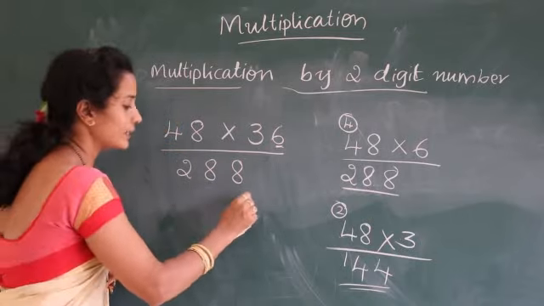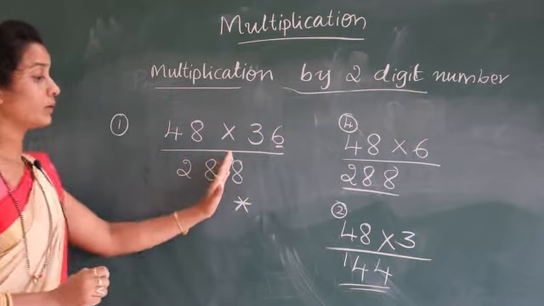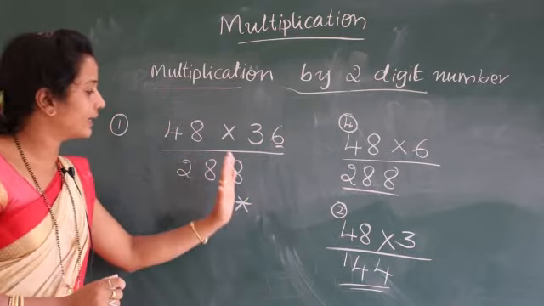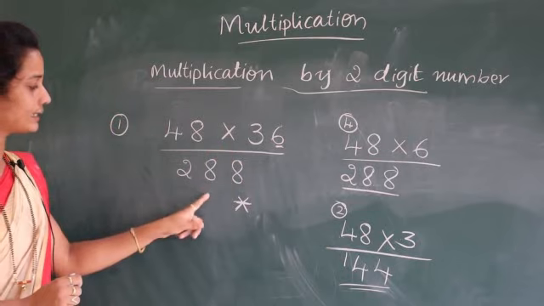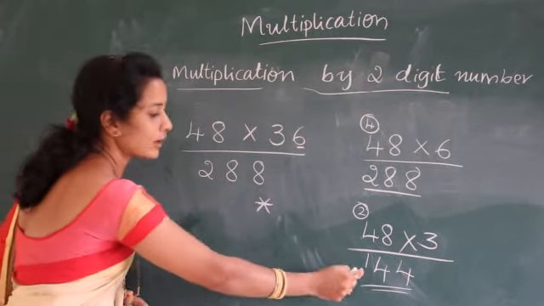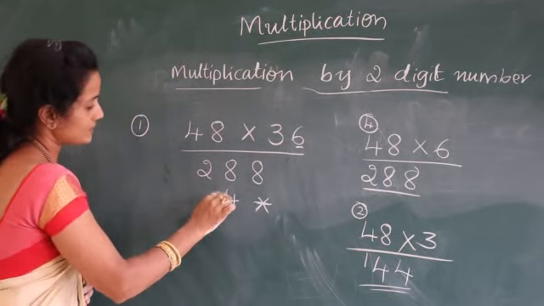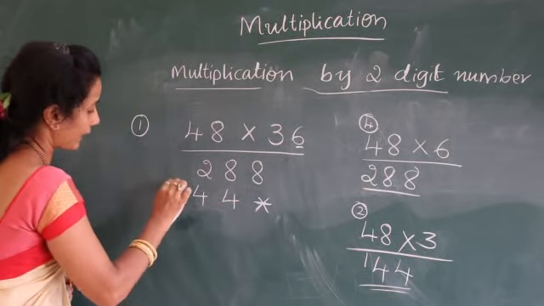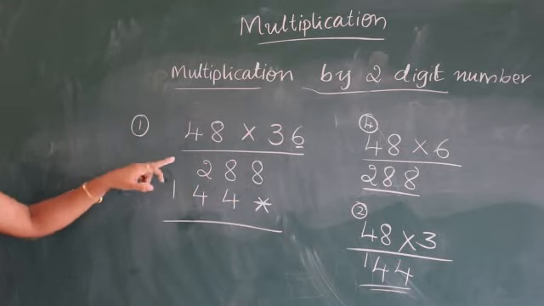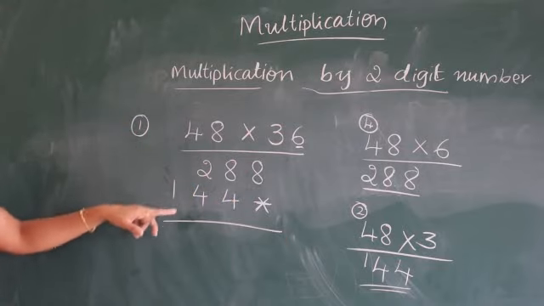So I have provided one star mark here because you should not write the answer directly below the unit place. We are starting from the tens place. So now you can write 144. Start writing below the tens place: 4 and 1. Next step, you have to add these 2 digits.